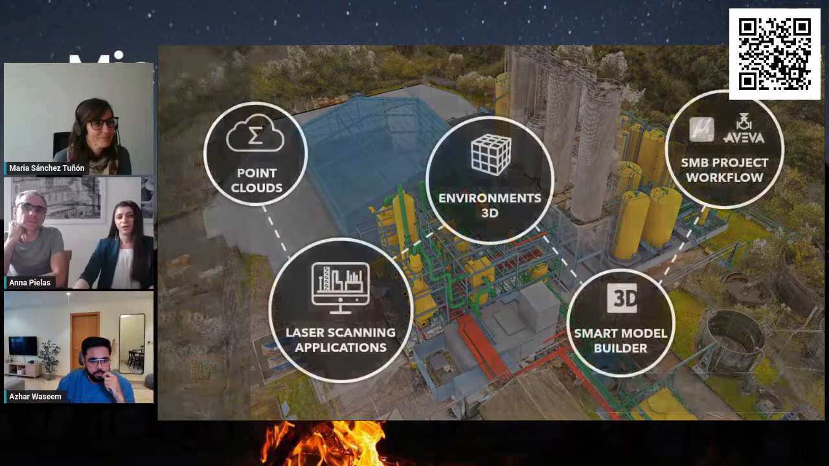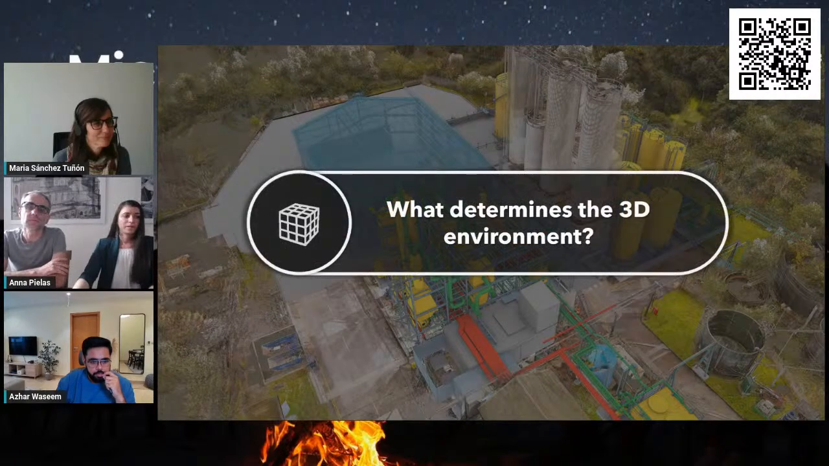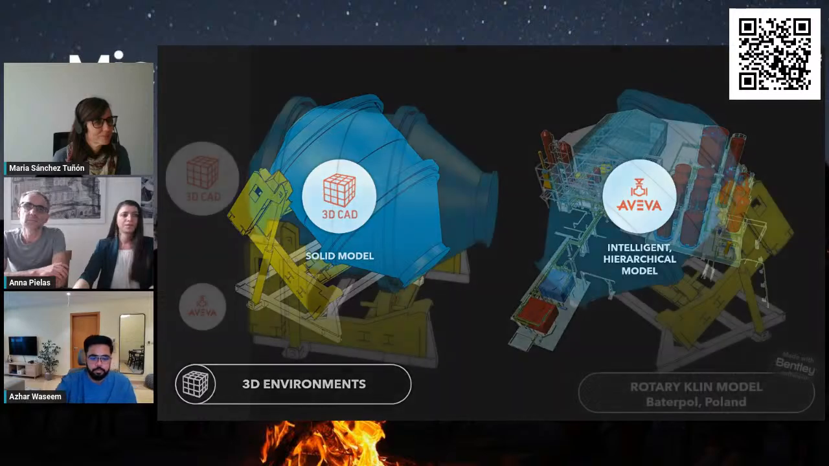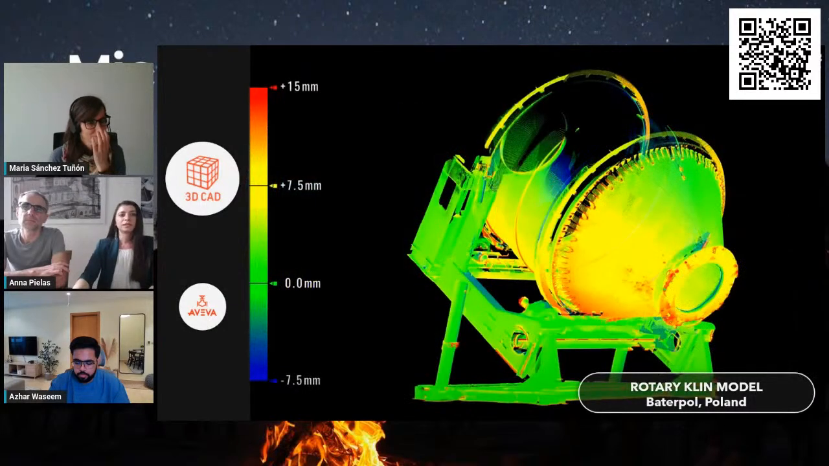And now let's talk about 3D environments relevant to the topic under discussion. What determines the 3D environment? The 3D environments I would like to mention are solid models and intelligent hierarchical models. The main determinant of the environment and the software is the purpose of the model creation. Solid models can be used for clash detection, visualization, as well as accuracy analysis. As an example, here you can see the lead smelter deformation study.